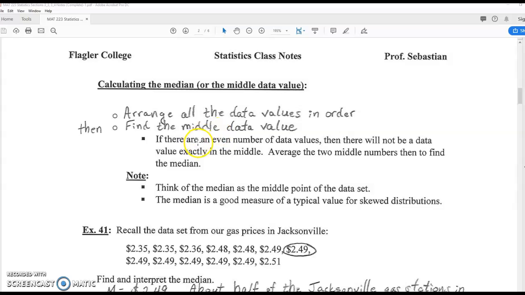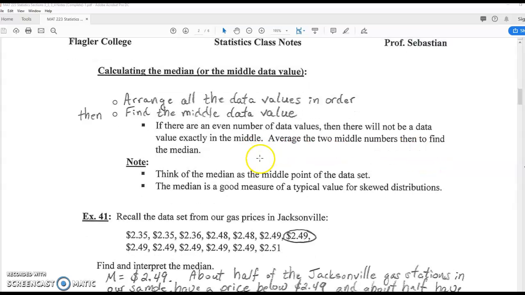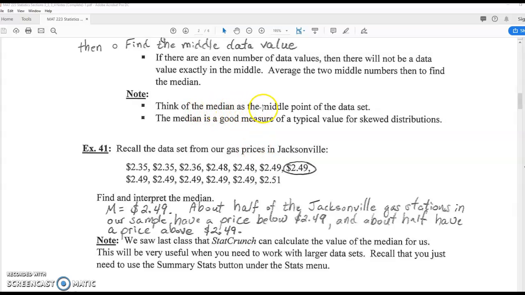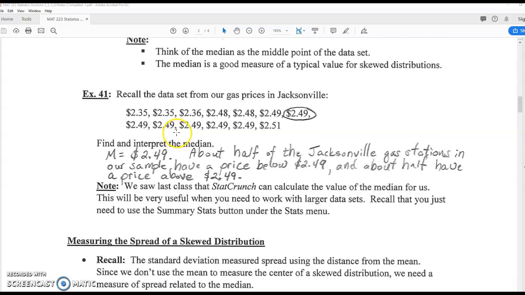Now, you will recognize that if there are an even number of data values, like say 4 data values, there won't be a value in the middle. So what you have to do at that point is average the two numbers that are in the middle together. That'll find the median. Just taking the average of those two numbers. So we want to think of the median as the middle point of the data set, and it's a good measure of a typical value, the center, for skewed distributions.